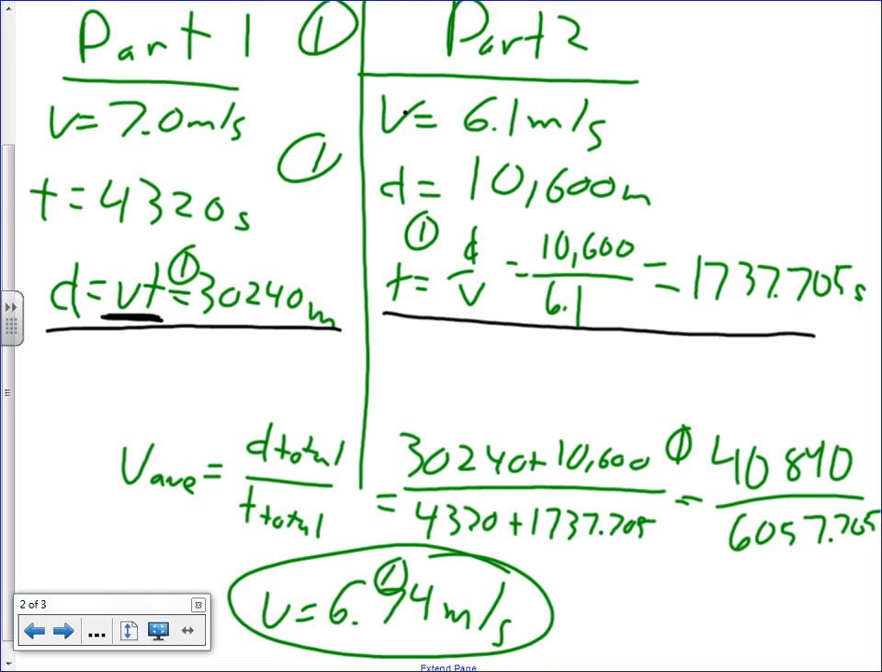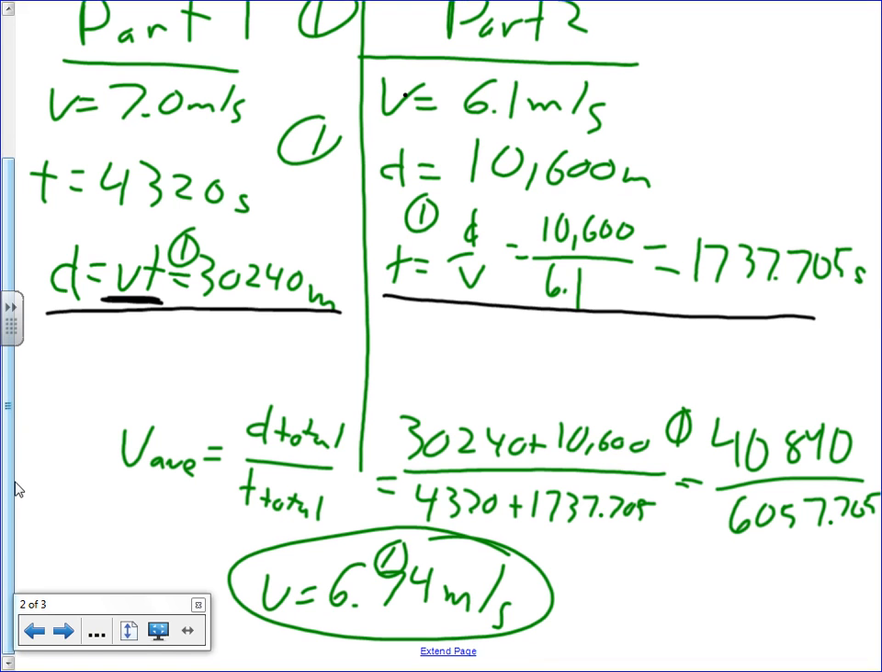All right. Then our last step, guys, is total distance over total time. So if they've got something that shows that operation, or they showed 40,840 over 6,057.705, something along those lines, that's a method mark for knowing they had to do total distance over total time. And 1 mark, the 5th mark, for the final answer, 6.74 meters per second.